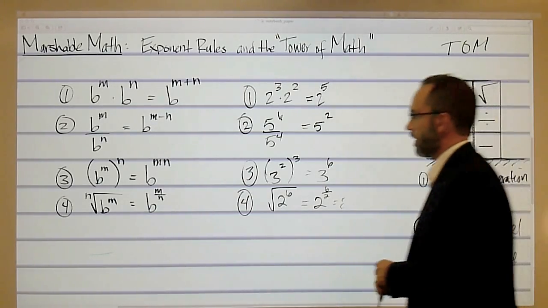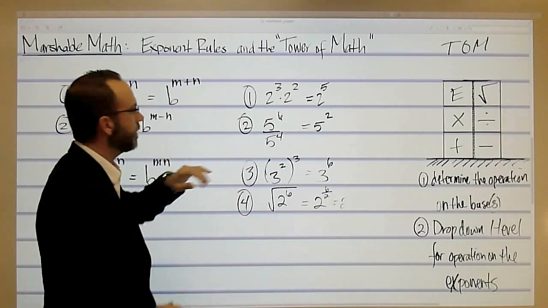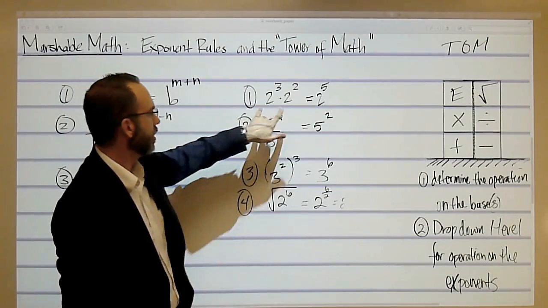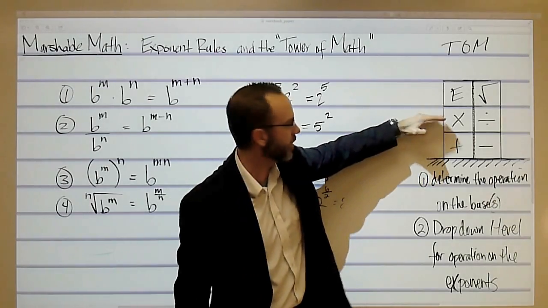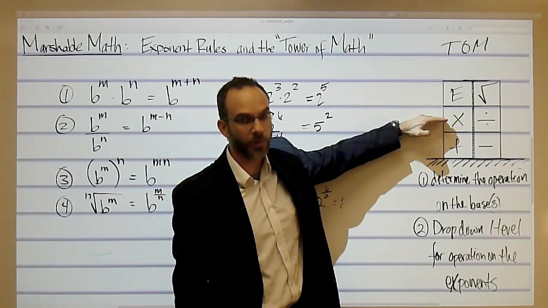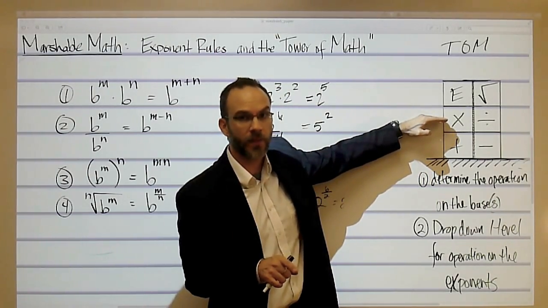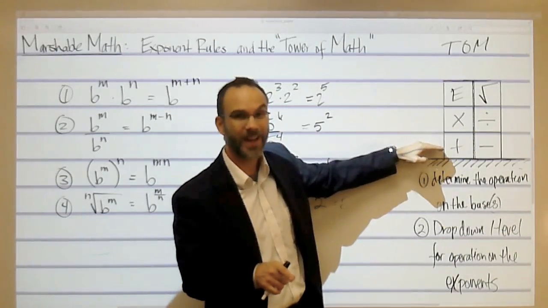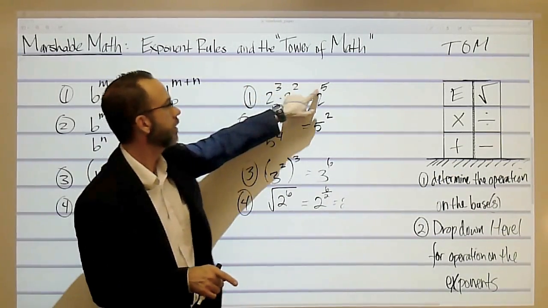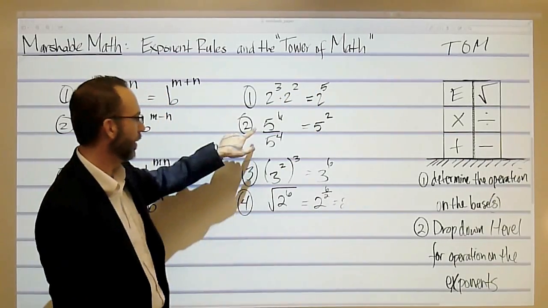You drop down one level on the exponents. So let's come back over here to this one. Now, what am I doing with the bases here on this one? Can't you see that I'm multiplying them? So I would start right up here at this level on the Tower of Math. So I'm multiplying the bases. Drop down one level, and that will tell you what to do with the operation on the exponents. I add them. Did I add them? You bet.